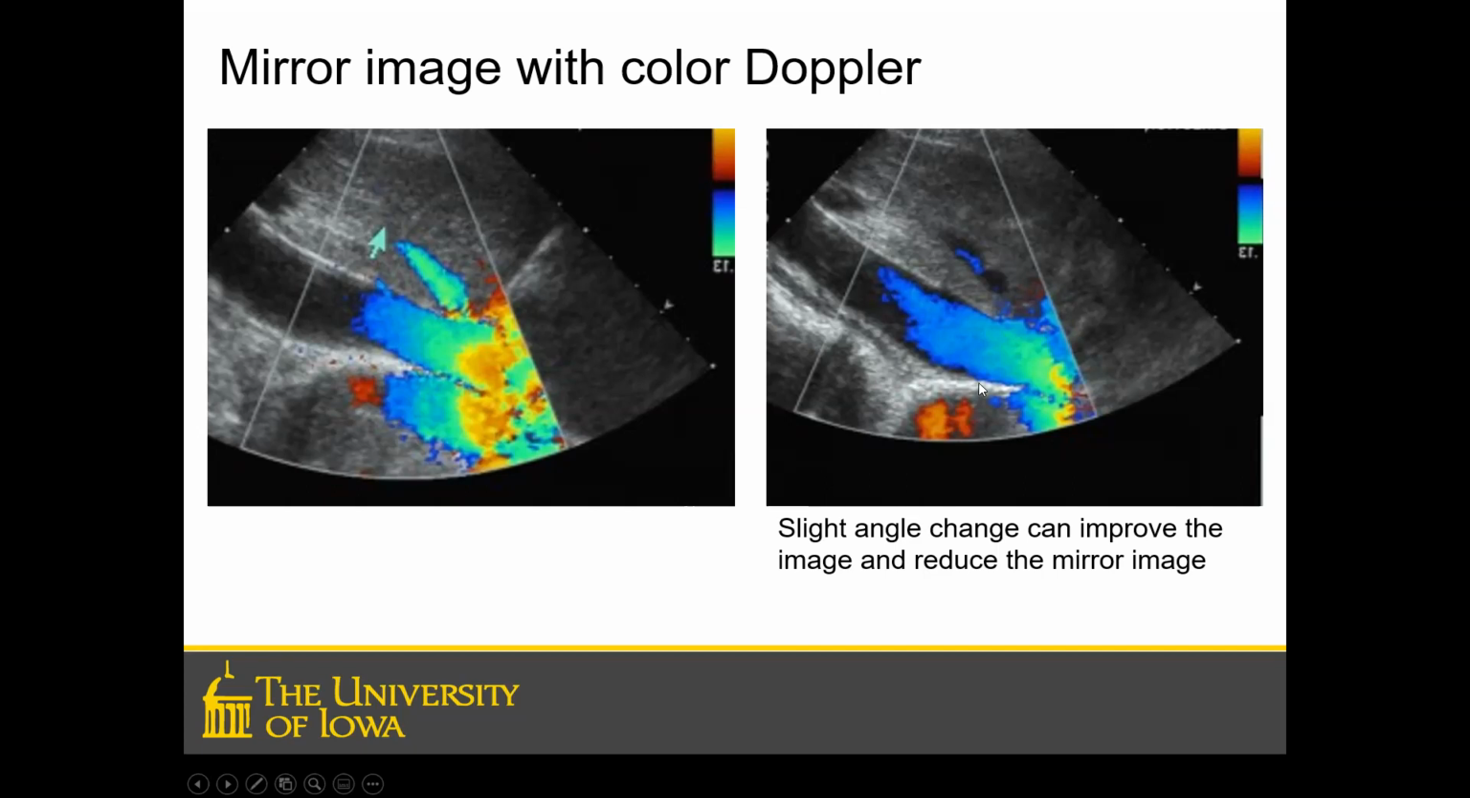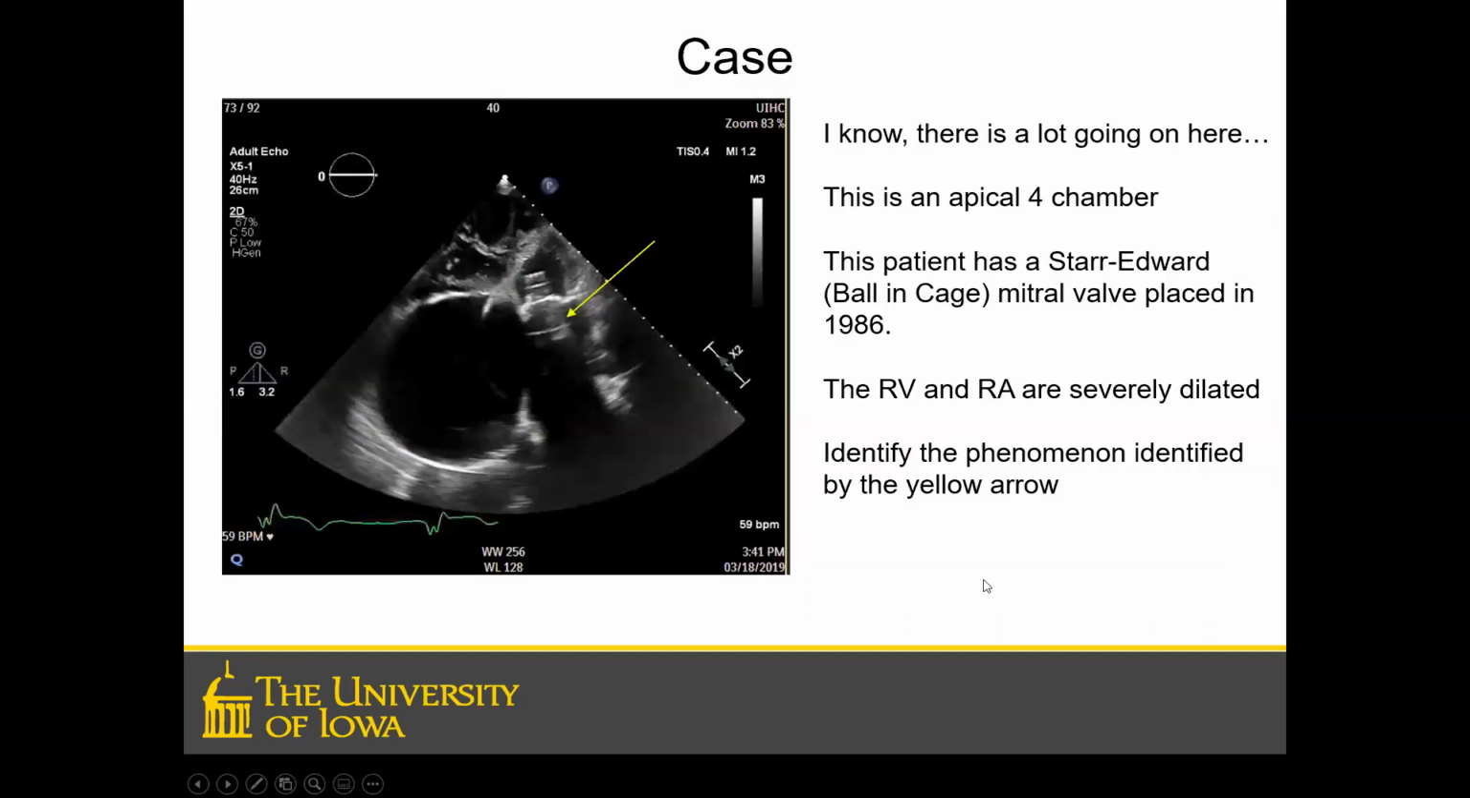I could get rid of it a little bit by turning the gain down a little bit. I didn't change the scale, but the other thing is if you heel toe your transducer and change the angle that the sound is hitting the vessel wall, sometimes it'll make that mirror go away a little bit.